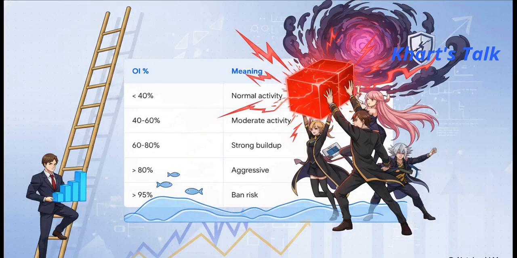This right here is basically your cheat sheet. If a stock's utilization is below 40%, it's just business as usual, nothing crazy. But as it climbs into that 60 to 80% range, you're seeing a really strong buildup of positions. Once you cross 80%, the big players have aggressively entered the chat. And if it pushes past 95%, you are in the danger zone, risking an F&O ban.